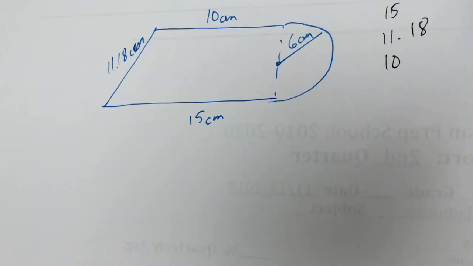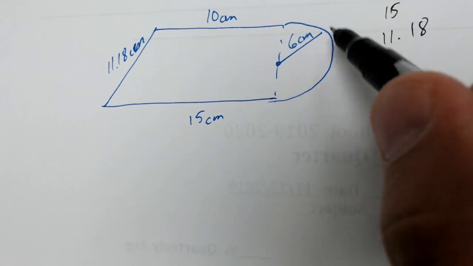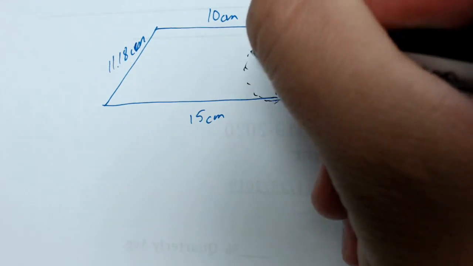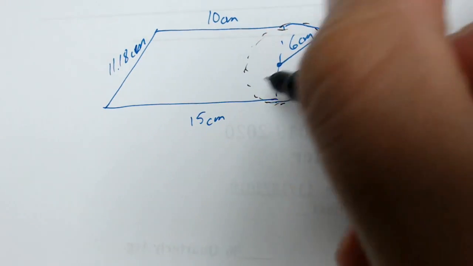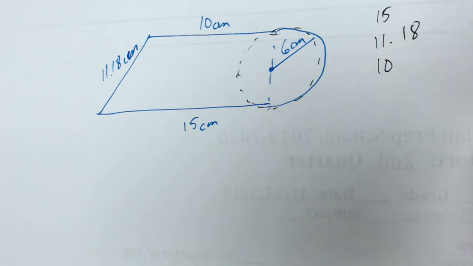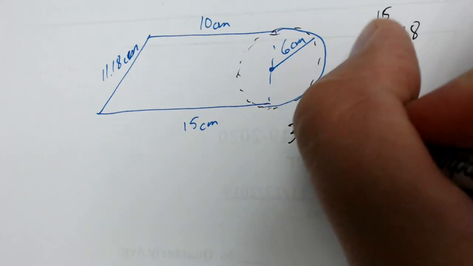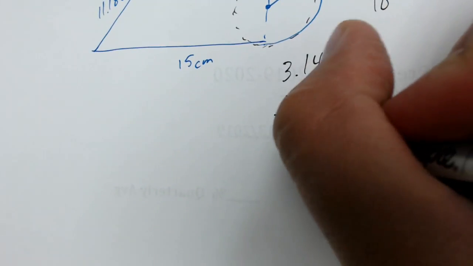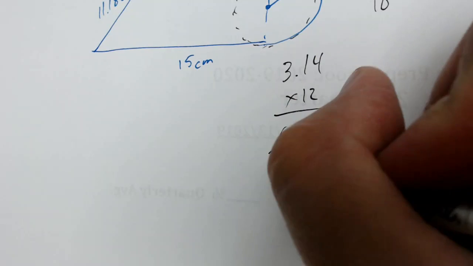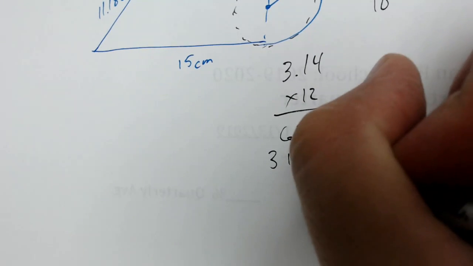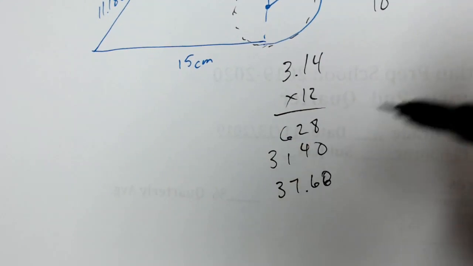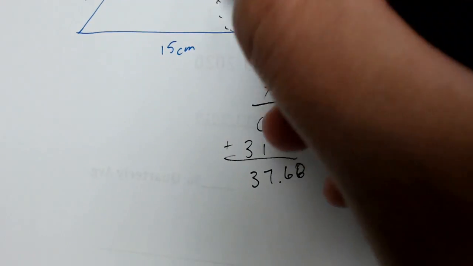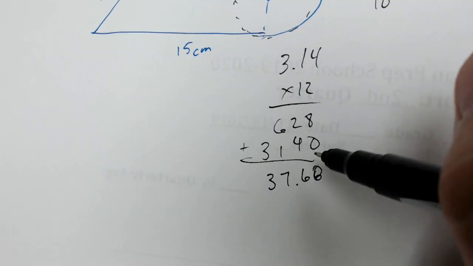So to find the arc length, I don't panic. I just find the circumference of the whole circle, right? So let's just pretend we've got a whole circle here. For the whole circle, the diameter would have been double the radius, so 12. So I just have to do 3.14 times 12, which gives me 37.68. So that becomes the circumference of the whole circle.